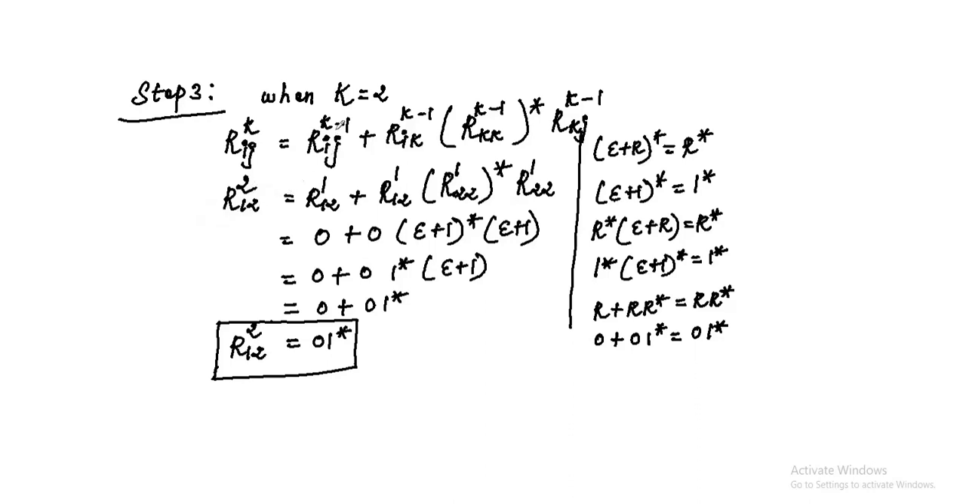here rij raised to the power k minus 1. What is your ij value? Here i is 1, j value is 2. So r base 12 raised to the power k minus 1. K value is 2, so 2 minus 1, 1, plus rik. I value is 1 and k value is 2. R base 12 raised to the power 1, because k value is 2, 2 minus 1, 1, into r base kk. K value is 2, so r base 2 raised to the power 2 minus 1, 1, whole star.